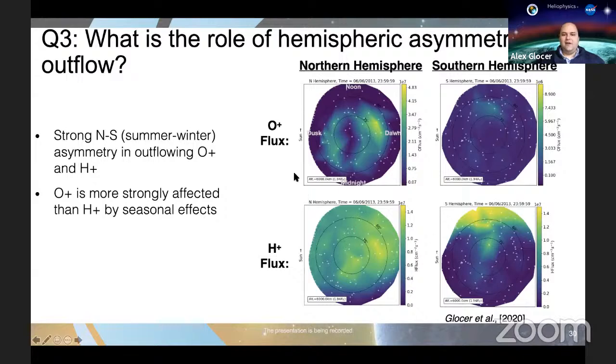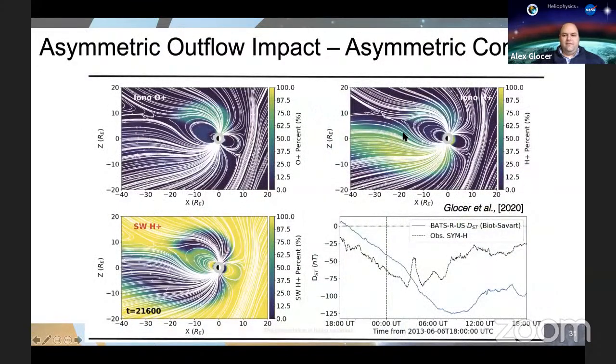So this difference in the outflow solution is going to manifest itself in the magnetosphere. And in fact, you do see that. You see that the outflow coming out of the northern hemisphere is more O+ rich, and the outflow coming out of the southern hemisphere is more H+ rich. That's going to give you asymmetric filling of the lobes, but it's also going to mean that at the night side reconnection site, you're going to have asymmetric composition on either side of the X line as a result of this asymmetric outflow.